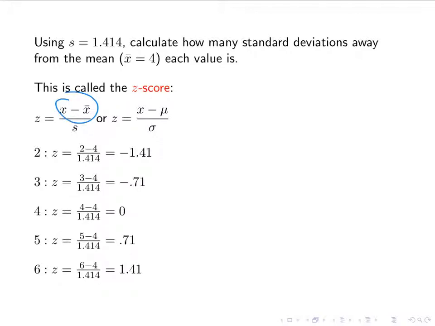Also notice that 2 is negative 1.41 and 6 is positive 1.41. So again, the fact that they're both 1.41 means they're the same distance from the mean, right? If I just looked at the value itself, they're off by 2. And then 2 is 1.41 standard deviations from the mean. And then 2 is negative because it's below the mean. 6 is positive because it's above the mean.